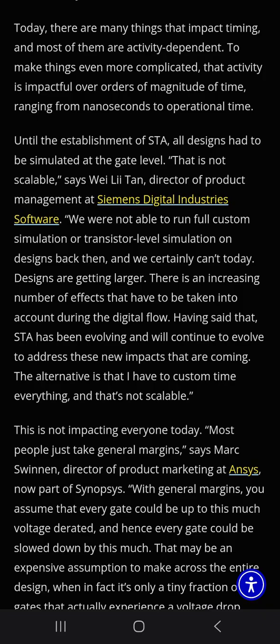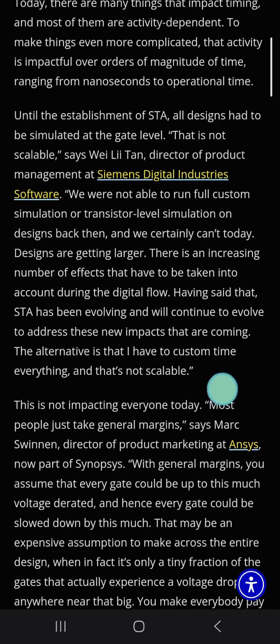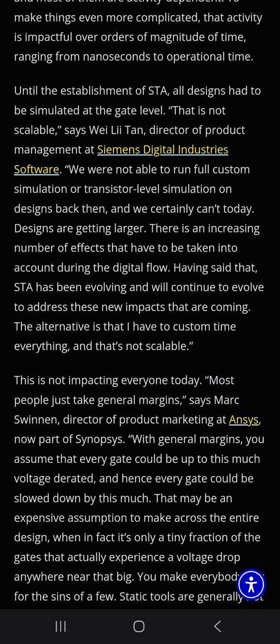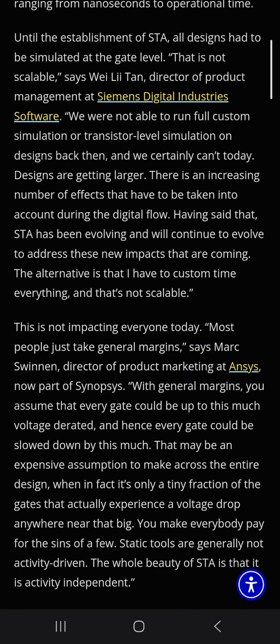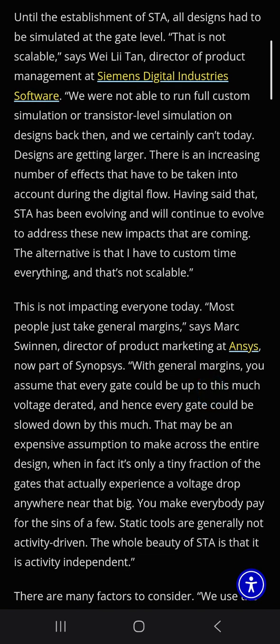There is an increasing number of effects that have to be taken into account during the digital flow. Having said that, STA has been evolving and will continue to evolve to address these new impacts that are coming. The alternative is to custom time everything, and that's not scalable. That's not impacting everyone today.